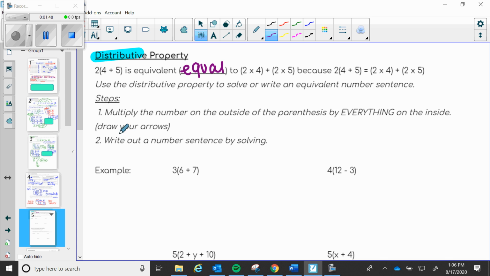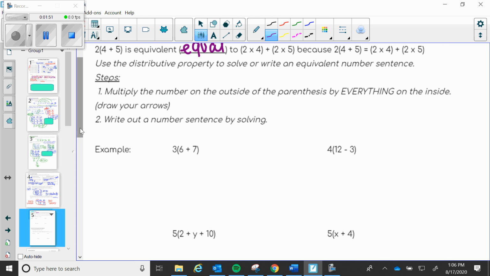I've got the steps listed right here, but we're going to talk it through while we're solving. So first step is to multiply the number on the outside of the parentheses. For this first example, that would be 3 by everything on the inside. And it says draw your arrows. What that means is we're going to multiply 3 times 6 and 3 times 7. You got your little arrows, your little rainbows, whatever you want to call them. I'm going to put little arrows on mine, and a little multiplication x right here to tell us that's what we're doing.